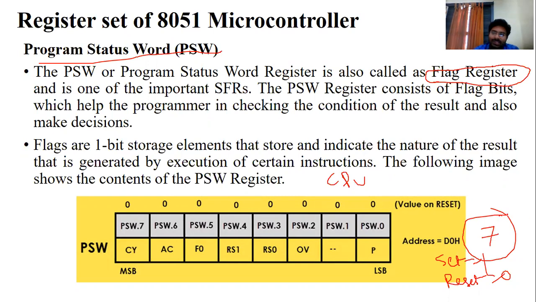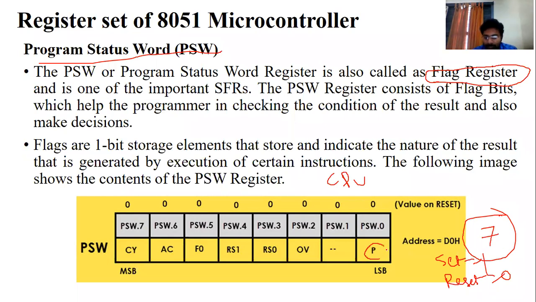In the 8086 microprocessor, you have 9 flags in a 16-bit register, of which only 9 flags are used. But in the 8051 microcontroller, we use an 8-bit flag register, and out of the 8 bits, only 7 bits are used. So 7 flags are available in the microcontroller. So what are the different flags?